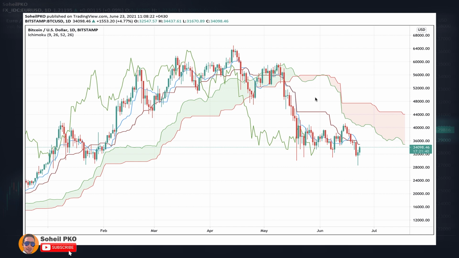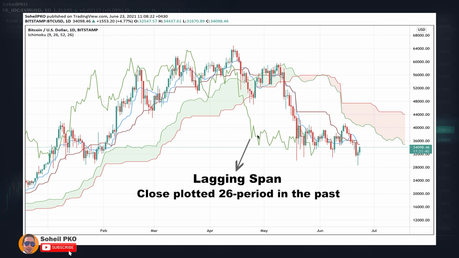Please pay attention that the cloud is the leading component of this indicator, and these two lines, leading span A and leading span B, are shifted forward and they are plotted 26 periods in the future. And the last one, this green line that sometimes moves close and sometimes far from the price action, is called lagging span, and it's actually the closing price that is plotted 26 days in the past.